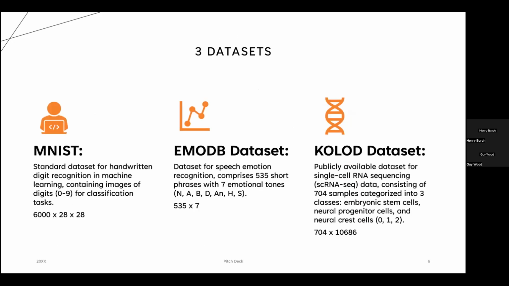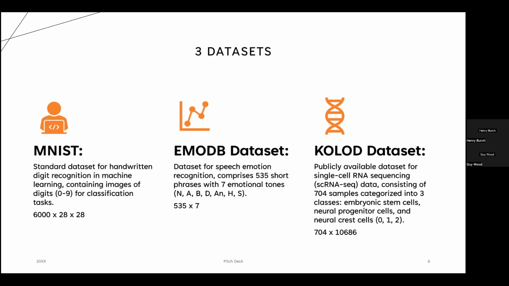Now for the 3 data sets. We are running this for all the steps I described previously. We're doing all that on 3 total data sets. The first one is the MNIST. This is a standard data set for handwritten digit recognition and machine learning. It contains images of the digits 0 through 9, all handwritten, and the size is 6,000 by 28 by 28.